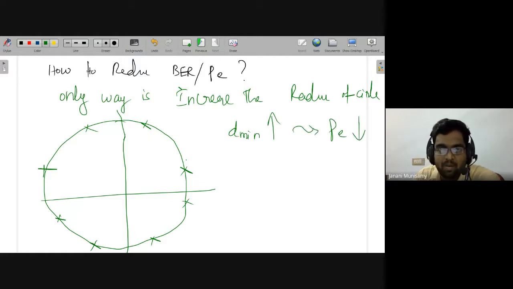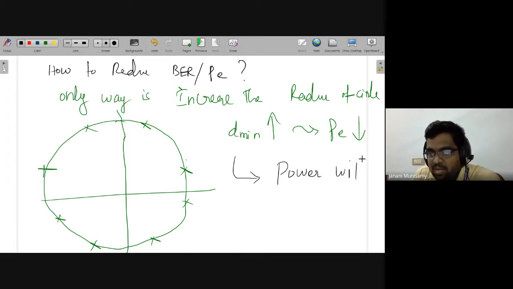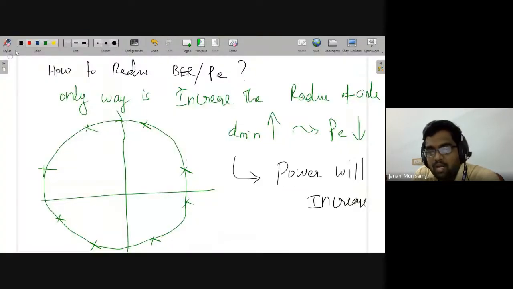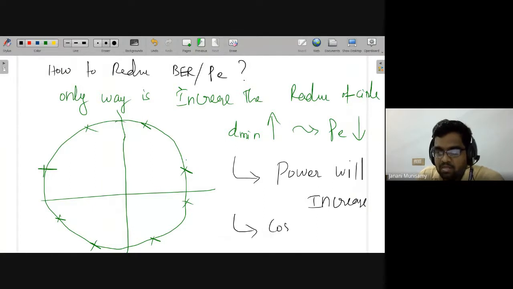But what is the problem? Once you put a larger radius circle, the power will increase. That is the major problem. You may try to reduce the probability of error, but automatically the system power will increase, so the cost of the system will increase. That is the major limitation in the digital communication system.